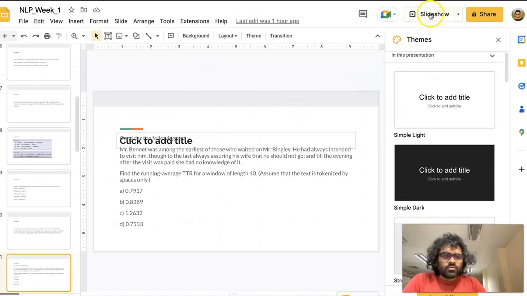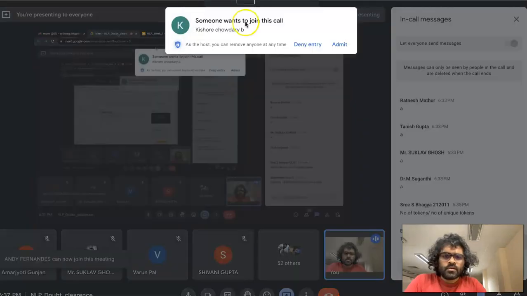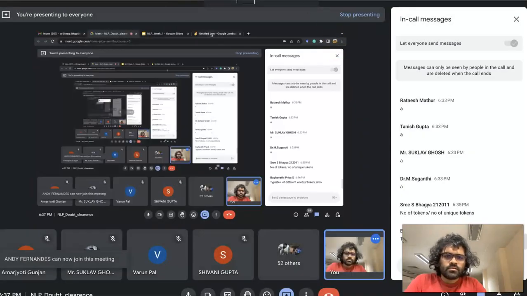Now go to this question. What this question is asking: this is the paragraph, the text is there, Mr. Bennett, then there is something blah blah blah, and it stops here. Now the question is asking to find the running average TTR for a window of 40. And the assumption is that the text is tokenized by space only. Still people are coming. That's all.